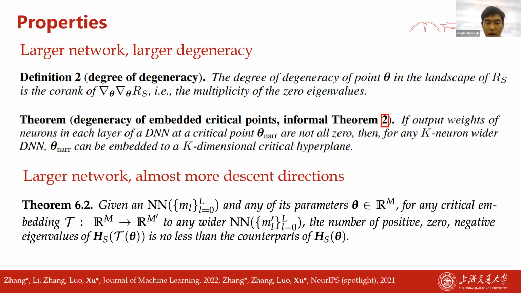So even though the narrow and the wide neural network are effectively the same and have very similar outputs, the narrow neural network may be at a local minimum, but for the large neural network, it's highly likely a saddle point with a lot of descent directions. So in the approximation sense they are almost equivalent, but in the training sense, a larger neural network may be faster in training.